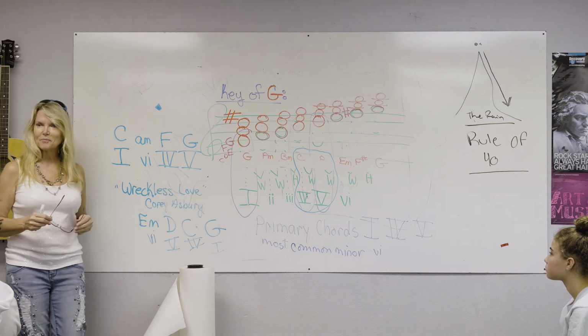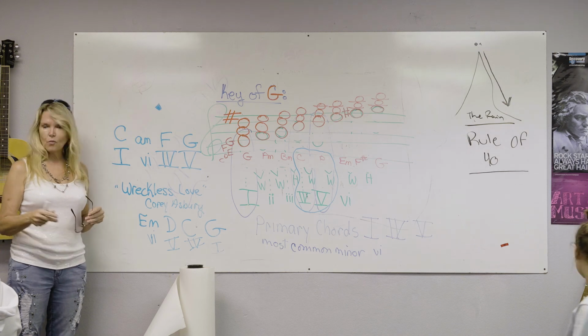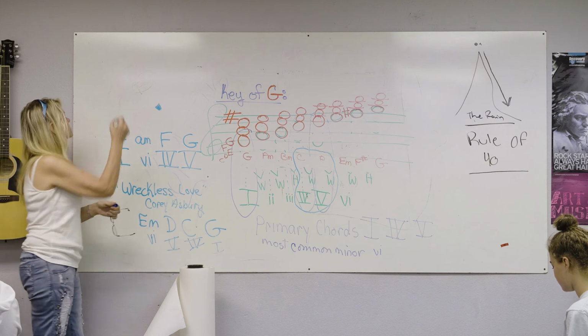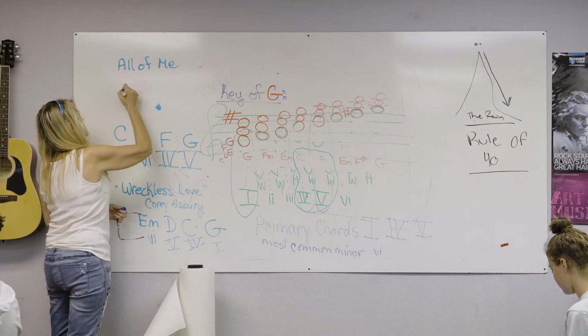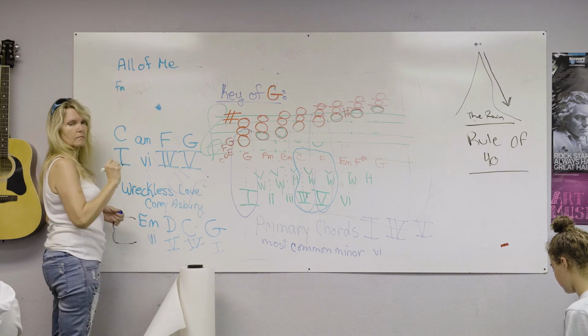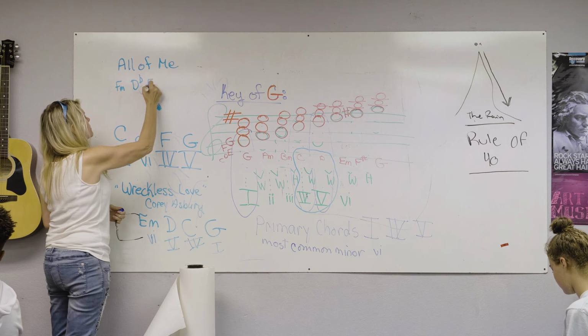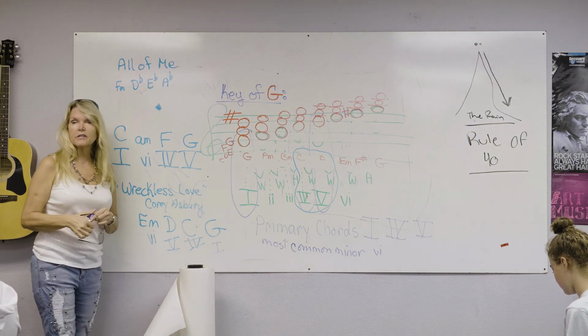What's another song? All of Me, by John Legend. All right, John Legend's All of Me. Let's figure out that key. What are the chords? F minor. Let's see what happens. D flat, E flat, and A flat. All right, so this is a very extravagant key.